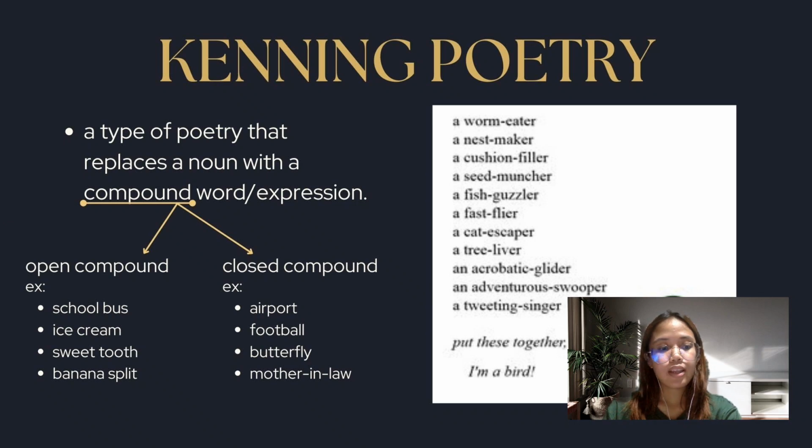So let's look at the example here. As you can see, the poem here uses a lot of hyphenated closed compound words. So we have a worm eater. What is a worm eater? It is a bird, and as you can see here in the definition, kenning poetry replaces a noun with a compound word. So the word worm eater replaces the word bird. Bird is a noun, and worm eater is a compound.